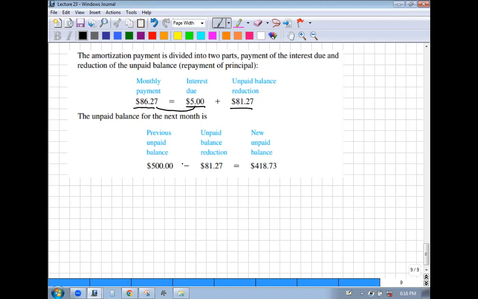All right, the unpaid balance for the next month. So we take the previous unpaid balance. This is how much. So we paid that much, but $5 went to interest. So this much goes towards the actual loan. So then the new unpaid balance is $418.73. All right, so that's what we have at the end of the first month.